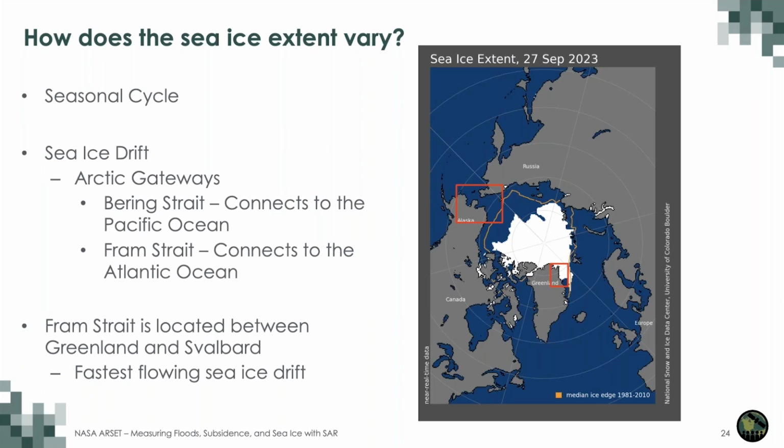In the Fram Strait, we have the fastest flowing sea ice in the world, or in the Arctic Ocean. And this is an area that is very challenging when it comes to sea ice monitoring and detection, because 2 SAR images will see very different things, even if they're looking at the same location, but at different points in time. So that's one of the reasons how the sea ice extent can vary. It can melt, but it can also drift away.